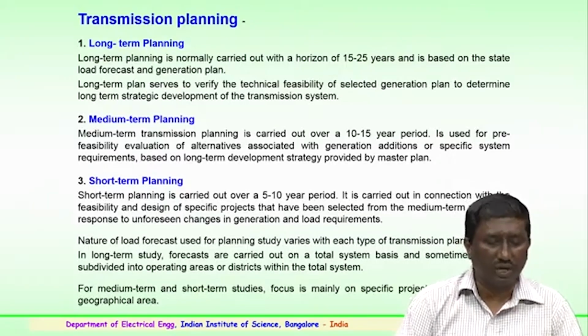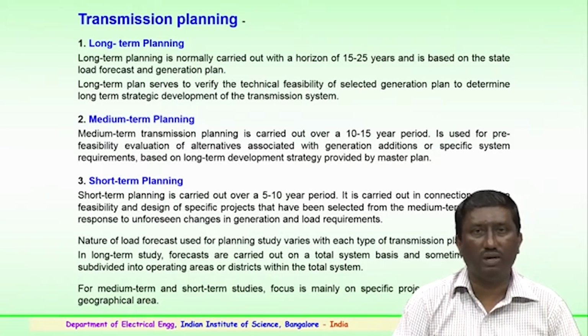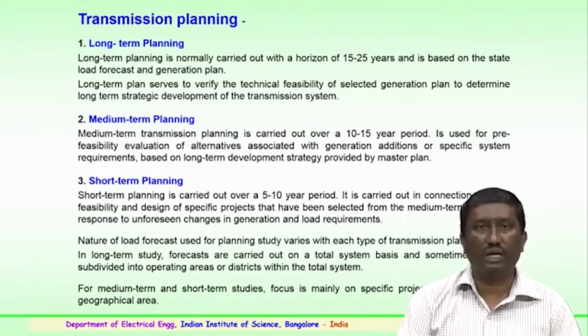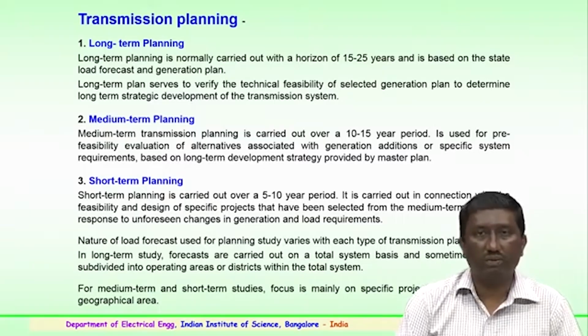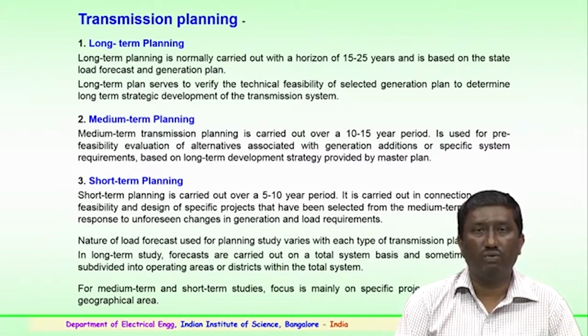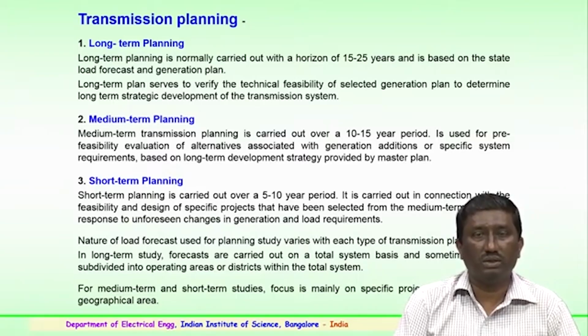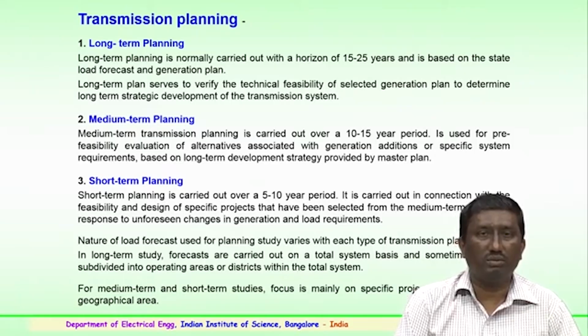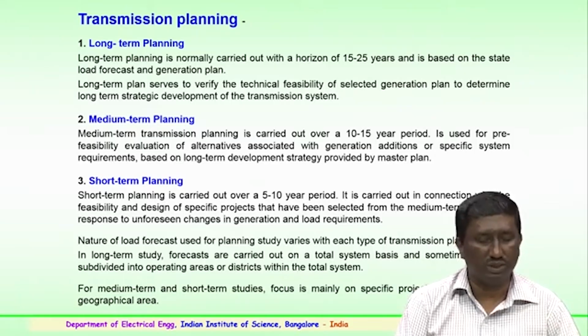So, for transmission planning we have 3 important aspects which are to be planned. In case of long term planning, it is essentially carried out with a horizon targeting 15 to 25 years, and is based on the state load forecast and the generation plan for that area or that particular region. So, long term planning serves to verify the technical feasibility, a very important aspect, of the selected generation plan, and this determines the long term strategic development of a transmission system.